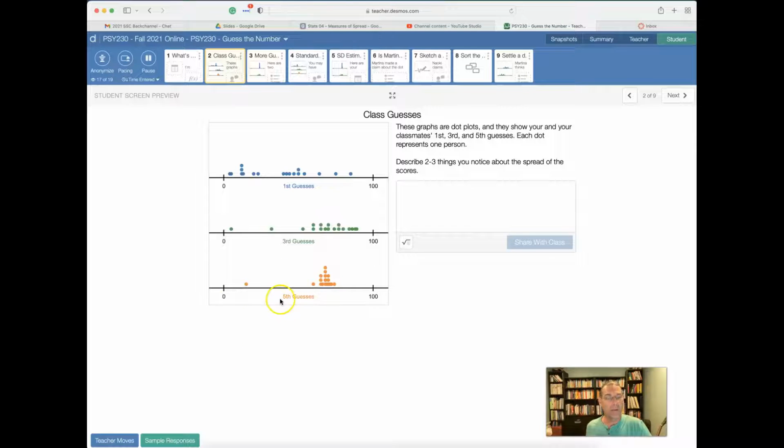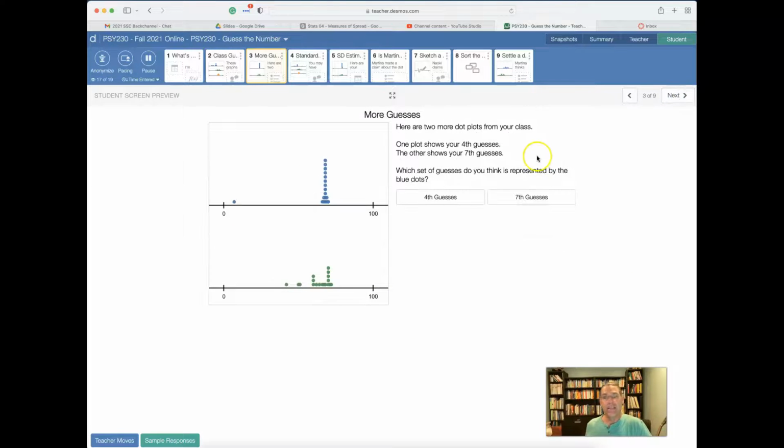So it's kind of throwing things off a little bit, and so I just want to address that. But if we ignore that score, again, people are kind of coalescing right around the actual number, 68. So then it says, all right, here's two dot plots. Which one do you think is the fourth guess versus the seventh guess?